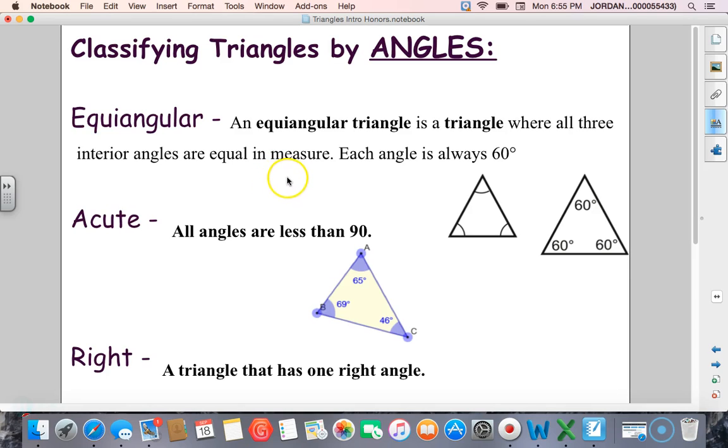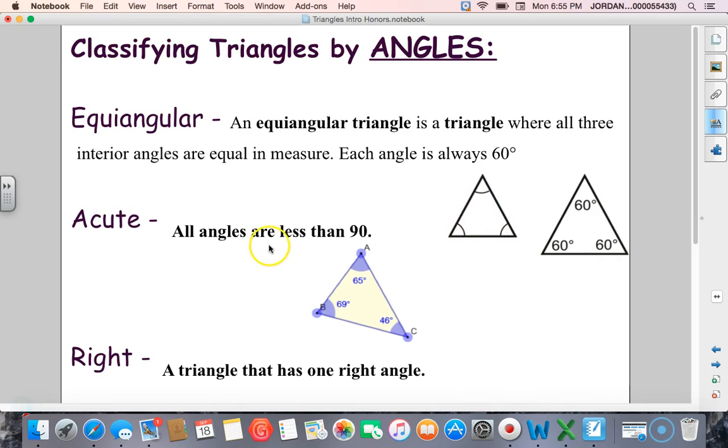When this happens, it's always going to be 60 degrees. They can't all three be 70 or 90 or whatever. They all got to be 60 if they're all equal. So here's an example of a triangle that's equiangular. Also, these little arcs in the angles indicate that these three are the same amount, so you don't have to see the angle measure. One arc here and one arc here and one here means that those are all the same angle.